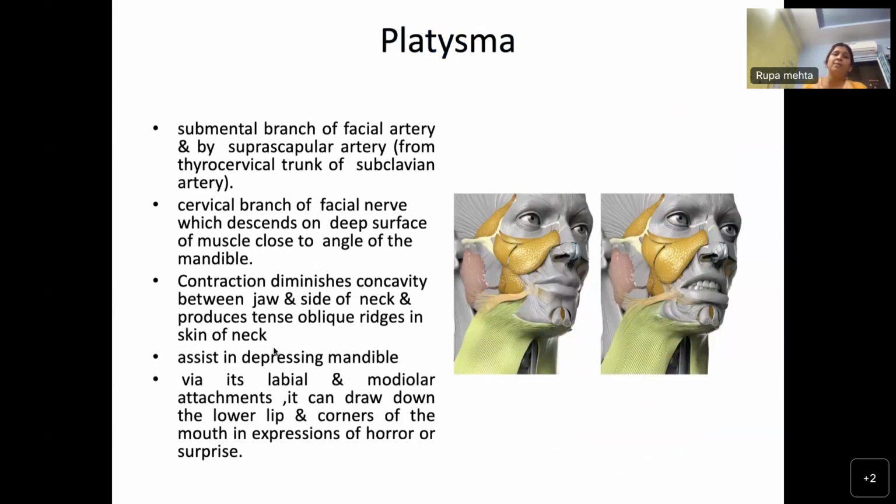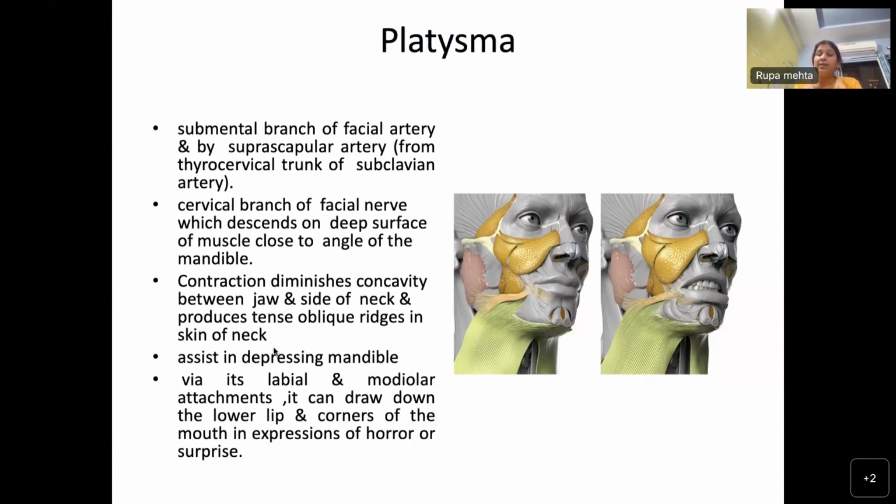Platysma: the blood supply is by the submental branch of the facial artery and by the suprascapular artery from the thyrocervical trunk of the subclavian artery. The nerve innervation is from the cervical branch of the facial nerve, as we all know, and it descends on the deep surface of the muscle close to the angle of the mandible. Now its action: when it contracts, it diminishes the concavity between the jaw and the side of the neck and produces tense oblique ridges in the skin of the neck.